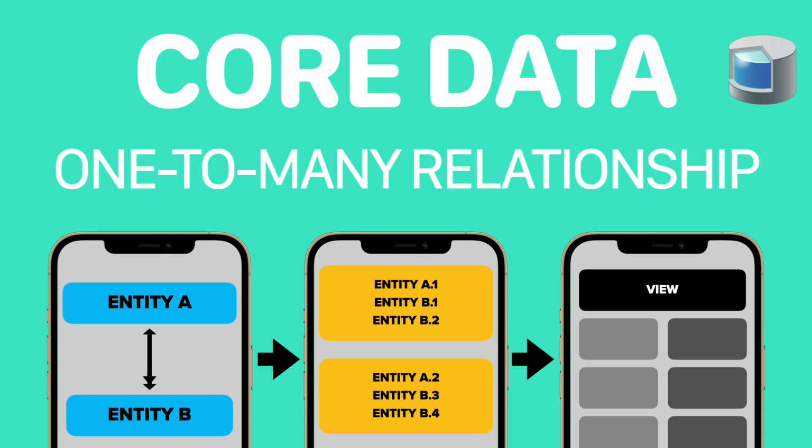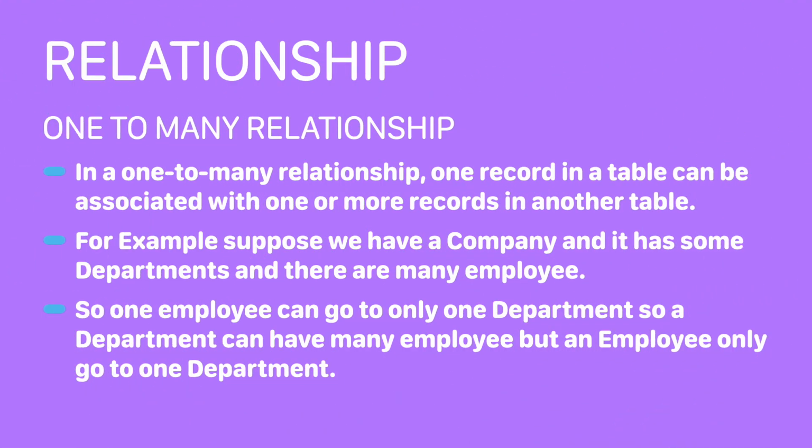When fetching for a relationship, the developer can easily fetch according to their choice which table they want to access and which not. In this video, we are going to learn how to use Core Data having a one-to-many relationship. So, what is a one-to-many relationship? In a one-to-many relationship, one record in a table can be associated with one or more records in another table. For example, suppose we have a company and it has some departments and there are many employees inside each department. So, one employee can go to only one department, but a department can have many employees.